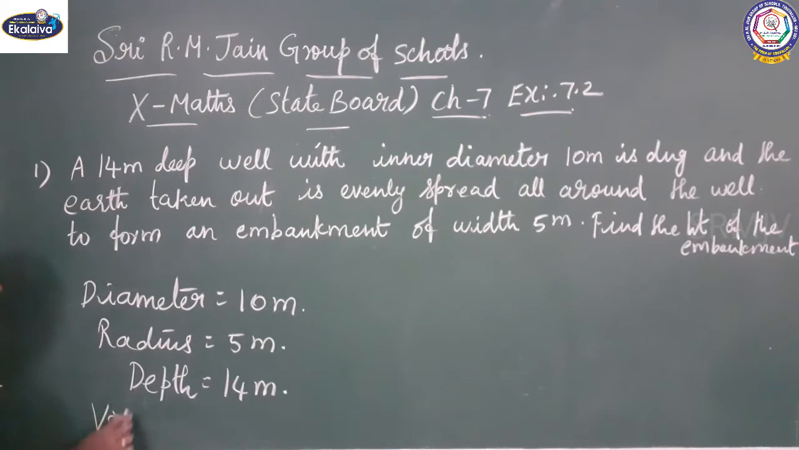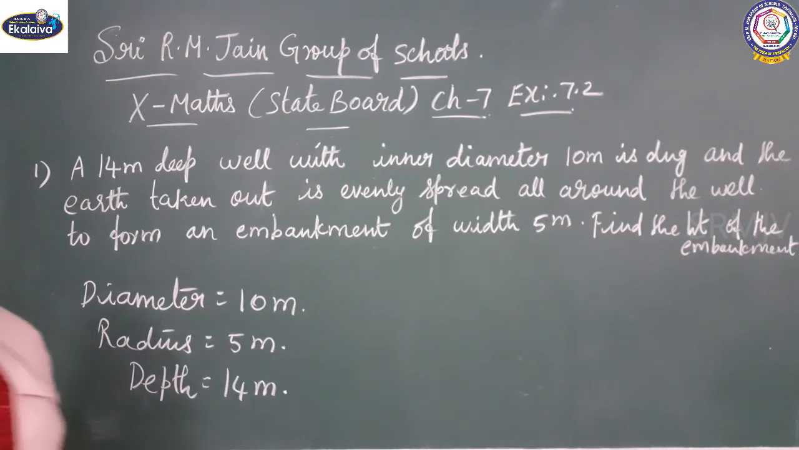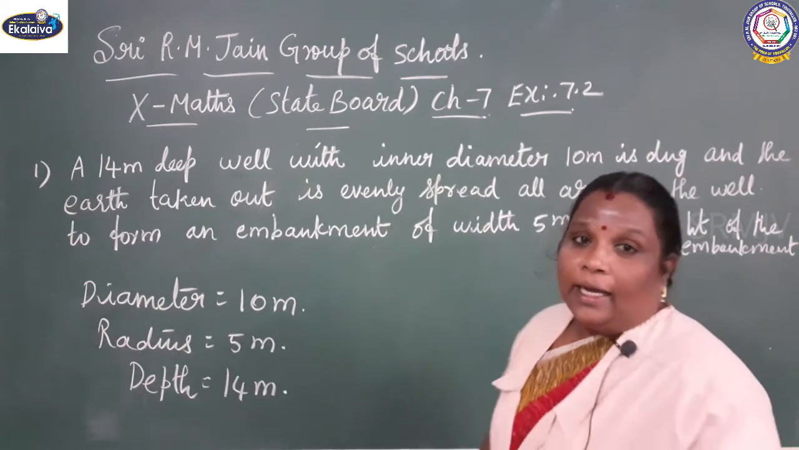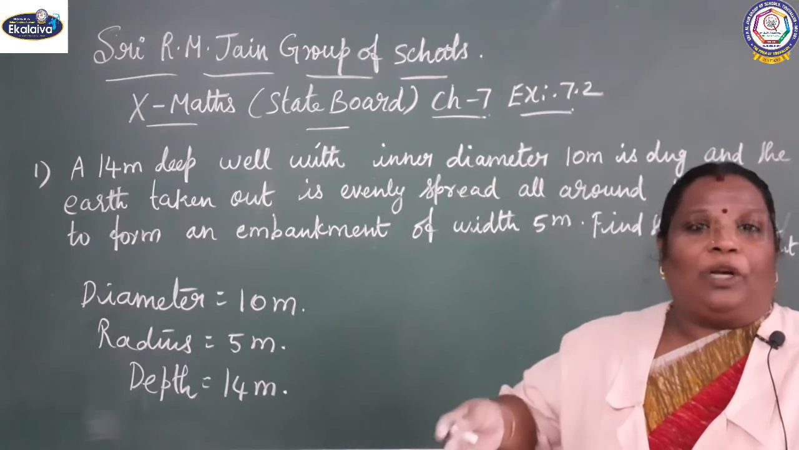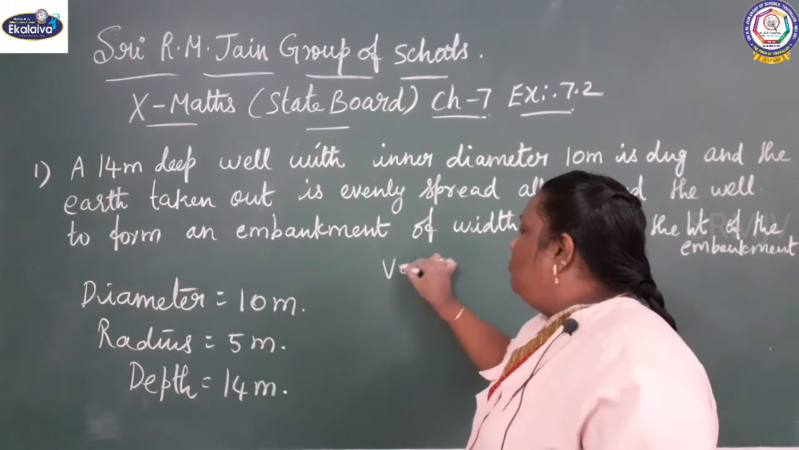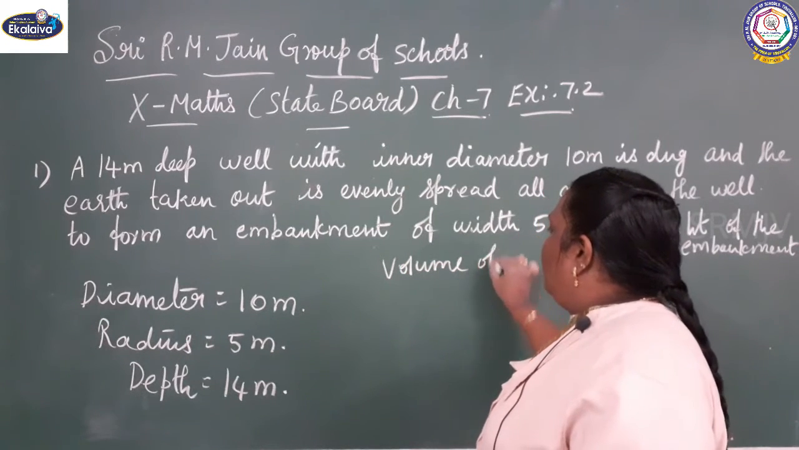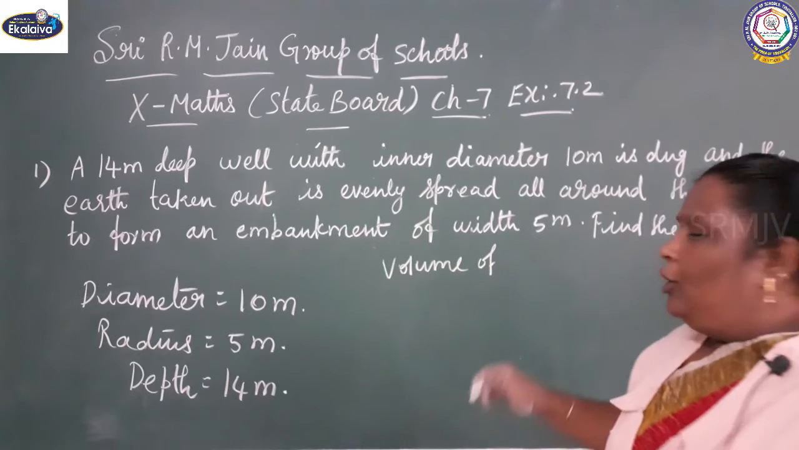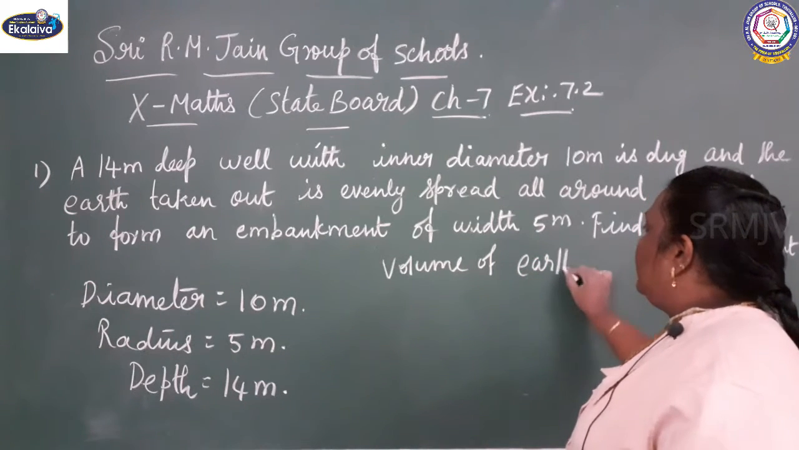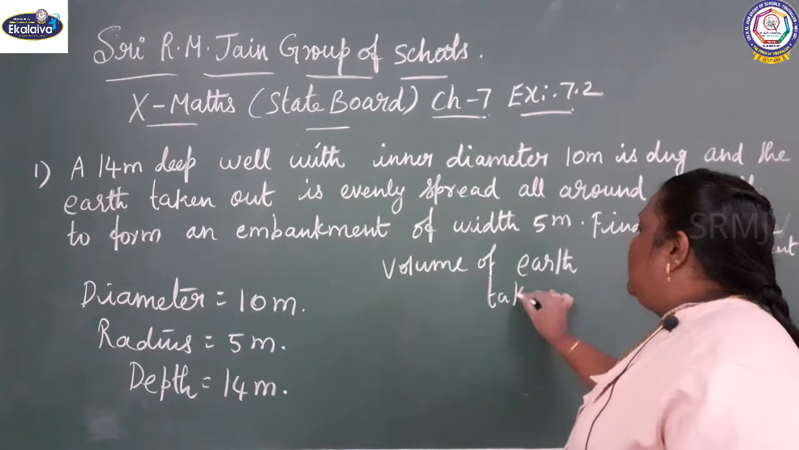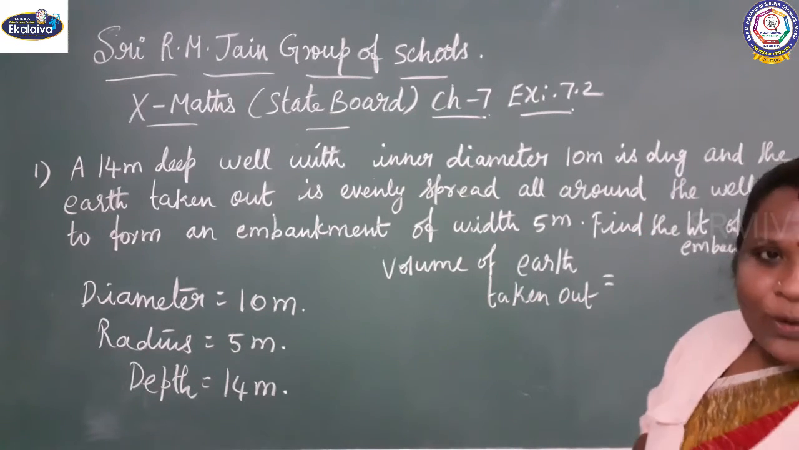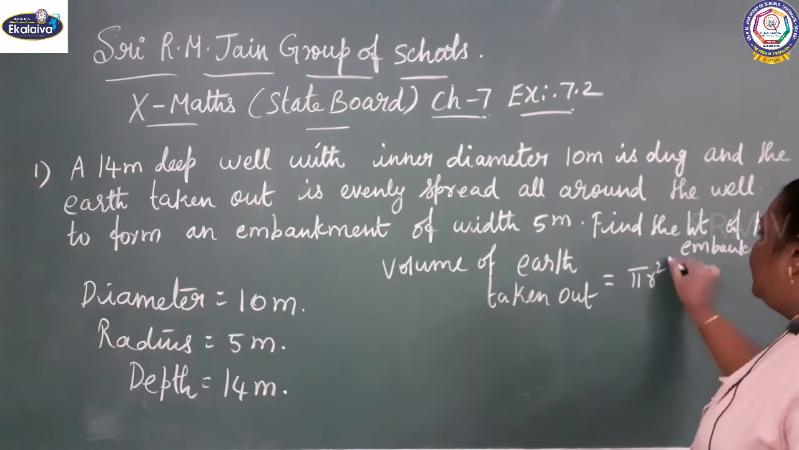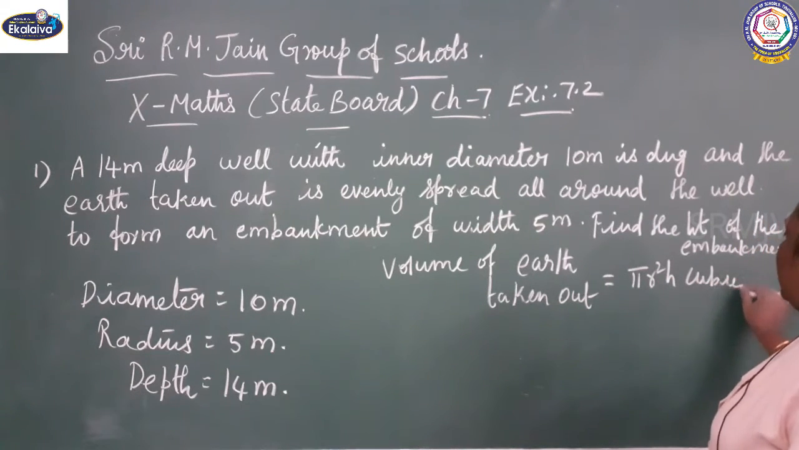Volume of earth taken out, it is nothing but a cylindrical shape. You know very well the well shape. Well is nothing but a shape of a cylinder. Volume of the earth, that is the soil, taken out equal to, what is the volume of the cylinder formula? Pi r square h cubic units.